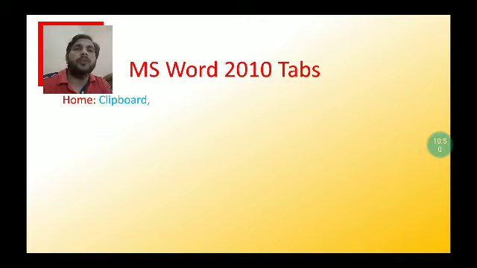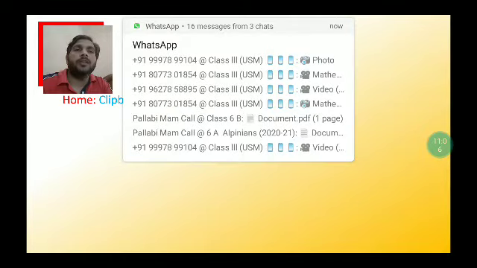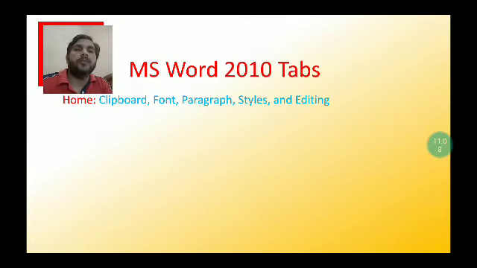So first is Home. Home contains clipboard, font, paragraph, styles and editing. So the first tab is the Home tab. Within the tabs different options are also available. When you click on a specific tab, these different options will be available accordingly. So if we click on Home, then we can see clipboard, font, paragraph, styles and editing in it.